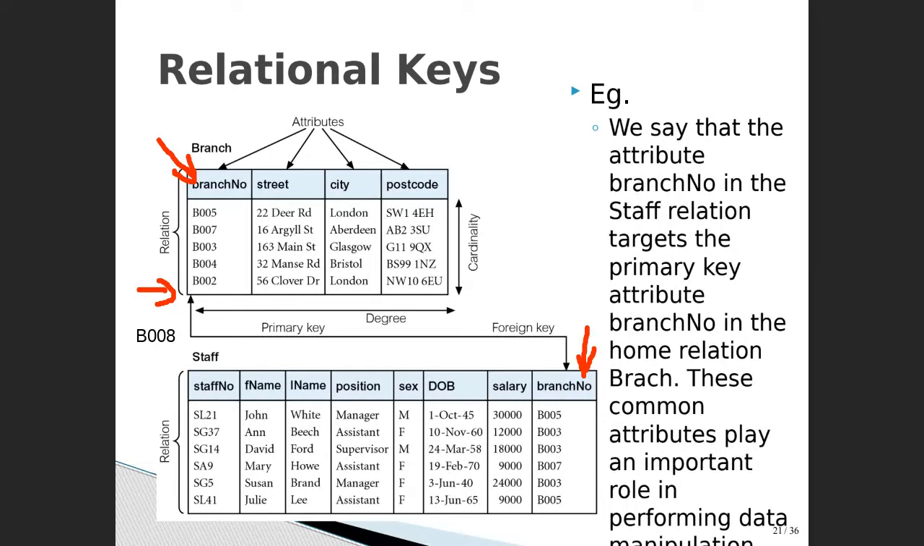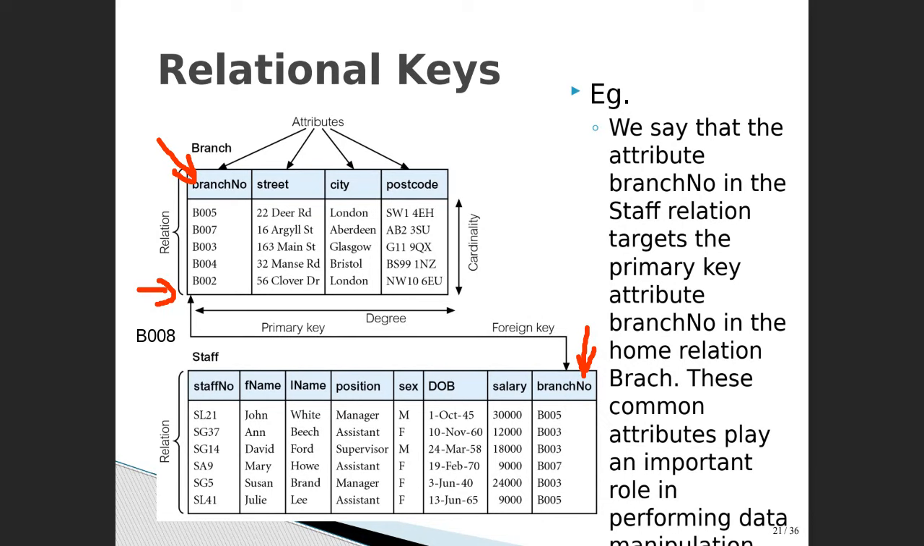I mean that something is not existing in the branch relation. So for example, let's assume Abdul Mannan is the new head of the department of branch B008. Okay, Abdul Mannan, so you are the head of the department. Your data needs to be added to the staff relation, right? But still, B008 is not added yet. Okay, B008 is not added yet.